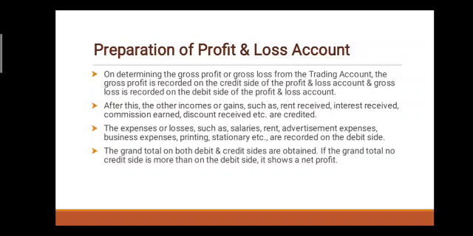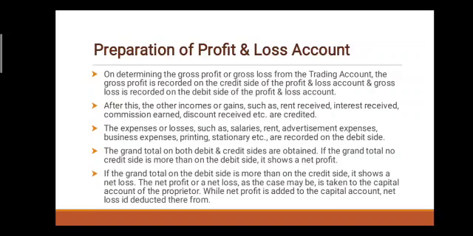The grand total on both debit and credit sides are obtained. If the grand total on the credit side is more than on the debit side, it shows a net profit. If the grand total on the debit side is more than on the credit side, it shows a net loss. The net profit or a net loss, as the case may be, is taken to the capital account of the proprietor, while net profit is added to the capital account. Net loss is deducted therefrom.